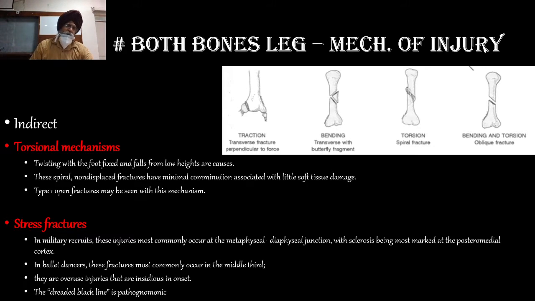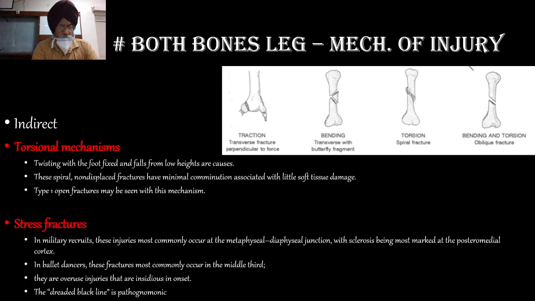In the indirect torsional mechanism, twisting with the foot fixed and falls from heights are the causes. These lead to spiral non-displaced fractures with minimal comminution, associated with little soft tissue damage. Type 1 open fractures may be seen with this mechanism.